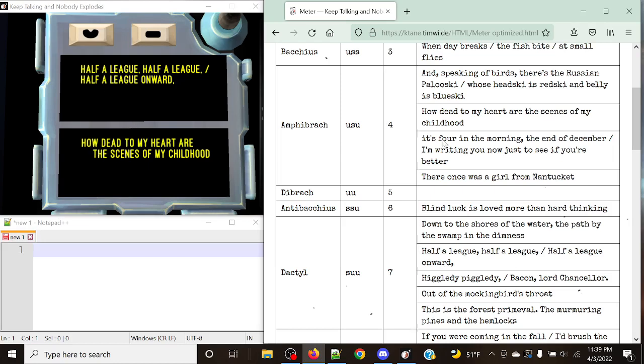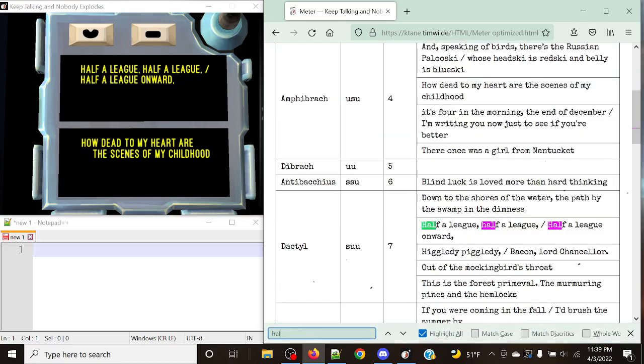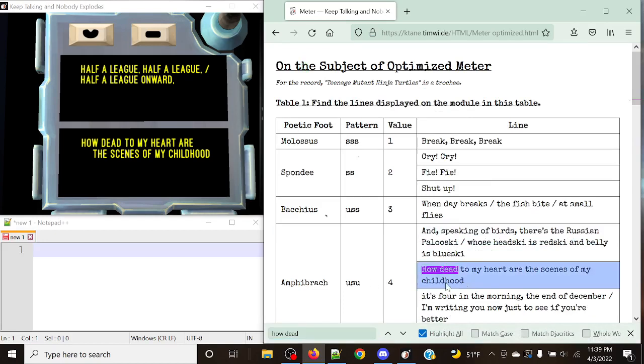So we have "half a league", which should be enough to search up. "Half a league" is in the dactylic area. And then "how dead to my heart" is going to be the amphibrach area.